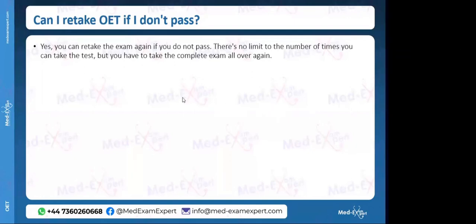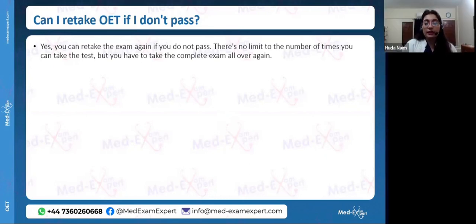Okay. Ma'am, is there any difference between nurses exam and doctor exam? Okay. The difference is in the context, in the text that you get for reading and the text that you get for speaking, the different subtests. But at the end of the day, the pattern of the exam remains the same. The pattern is the same. The components are the same. It's just the difference in the format, in the text of the different subtests. It's more suited to the nurses.